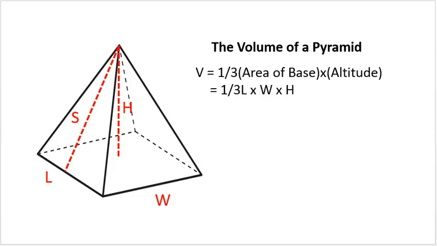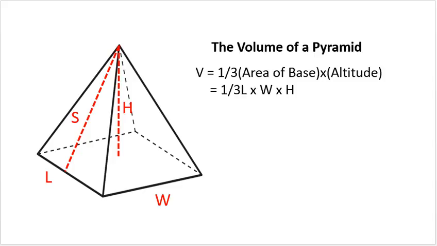The volume of a pyramid is 1/3 times the area of the base of the pyramid times the height, or the altitude of the pyramid. And remember, for a pyramid, you have an altitude, which I'll call h. In this case, since the pyramid is a rectangular pyramid, the length and the width, if that's a square, will be the same. You also have a dimension called the slant height, which is essentially the altitude of one of the triangular sides of the pyramid.